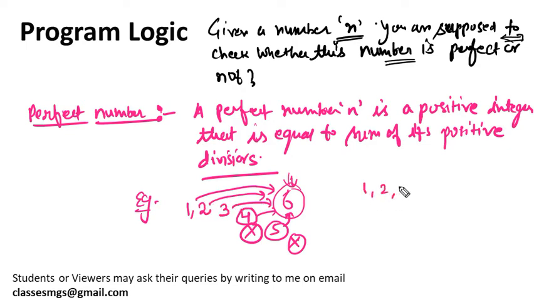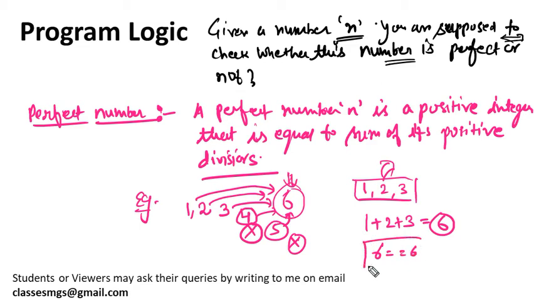So the proper divisors are 1, 2 and 3. Now we need to add these three numbers, because 4 is not a divisor, 5 is not a divisor, and 6 we need not take. 1, 2, 3 are the three numbers completely dividing 6, and we are getting remainder 0. So we get 1 plus 2 plus 3, and we check whether the sum of these three numbers is equal to the number or not. 6 is equal to 6, so 6 is a perfect number. This way you will say whether a number is perfect or not.